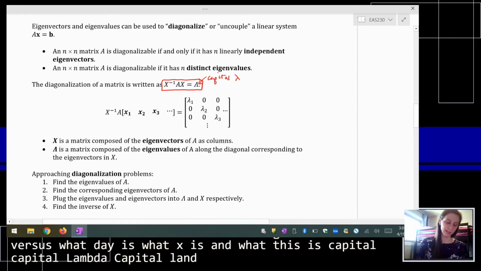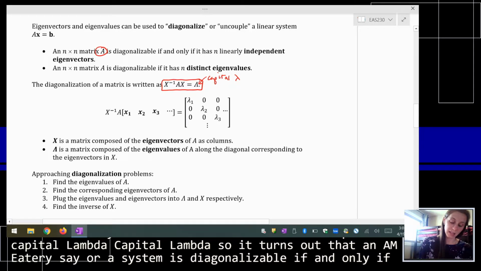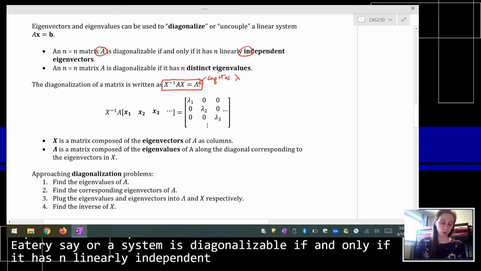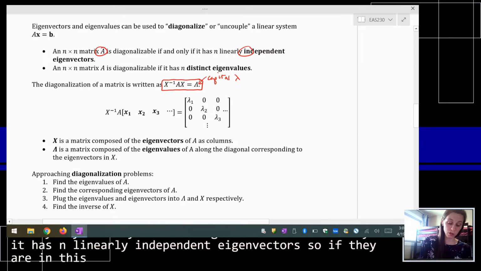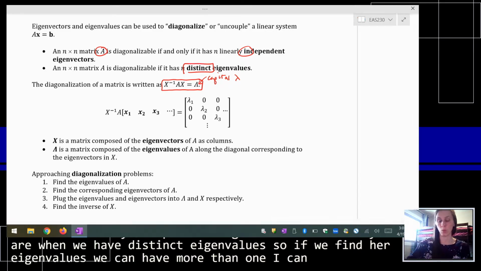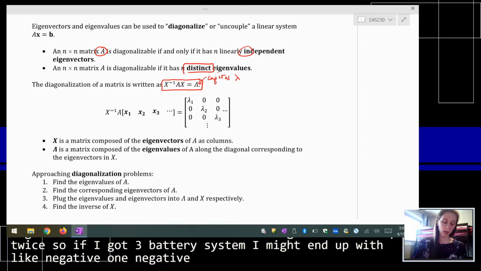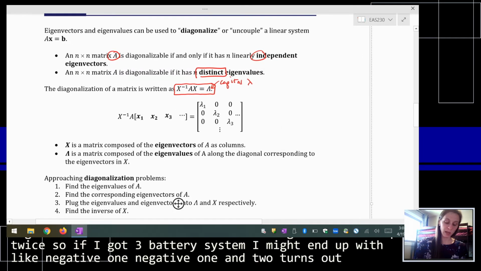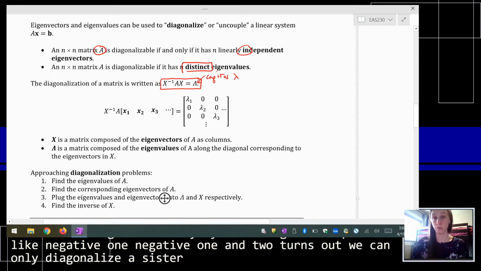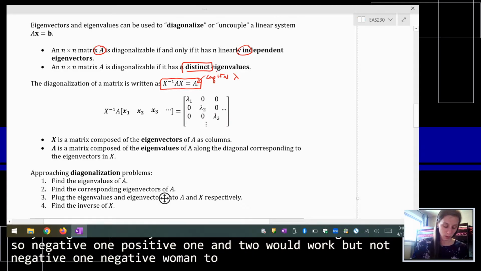Capital lambda. So it turns out that a matrix A, or a system, is diagonalizable if and only if it has n linearly independent eigenvectors. This occurs when we have distinct eigenvalues. If we find our eigenvalues, we can have more than one eigenvalue show up twice. So if I have a 3x3 system, I might end up with, like, -1, -1, and 2. Turns out we can only diagonalize a system if it has distinct eigenvalues. So -1, +1, and 2 would work, but not -1, -1, and 2.